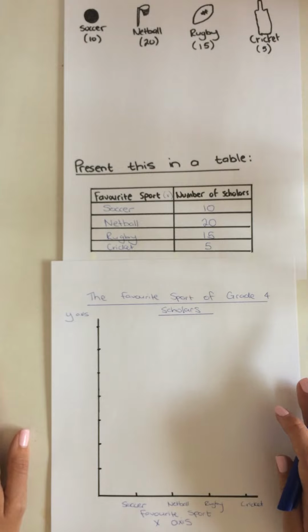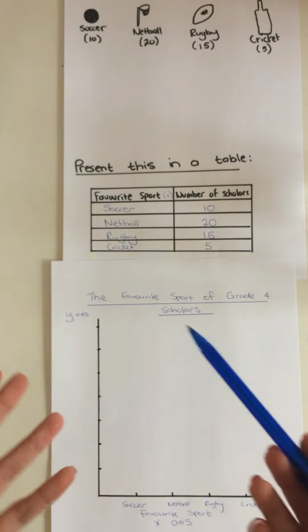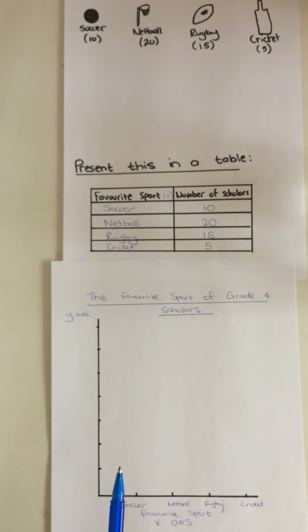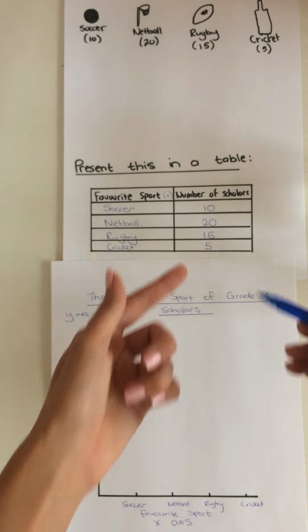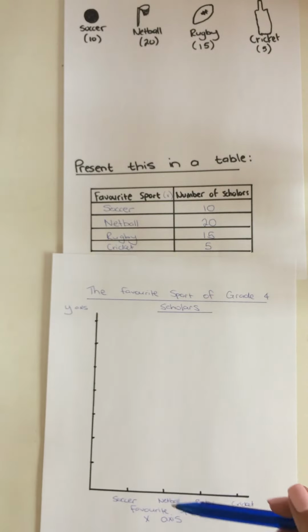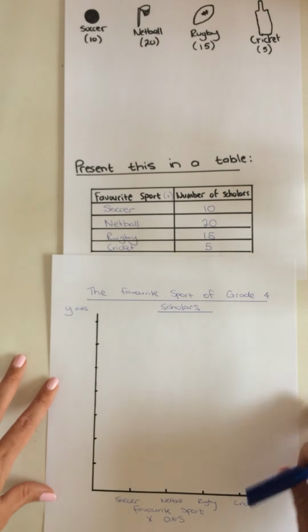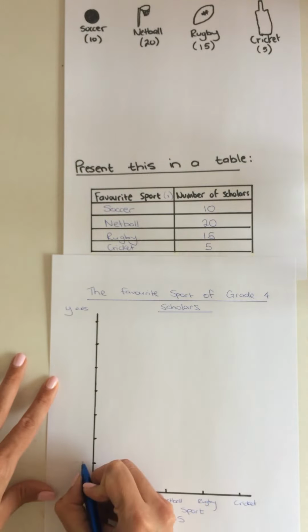Not every table, every bar graph is going to have the y-axis counting in fives. It depends on the data that you are given. Here I can see I can use fives, but in other cases you may have to count in ones or in tens. It depends on the data that you are given. So I'm going to count up in fives.